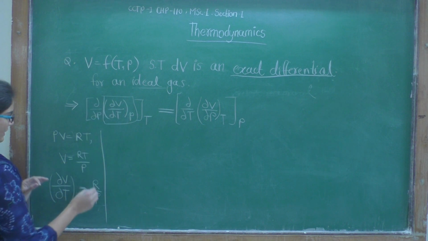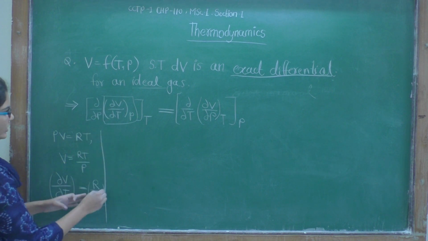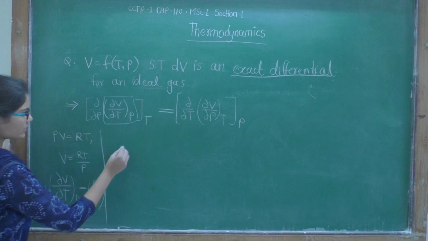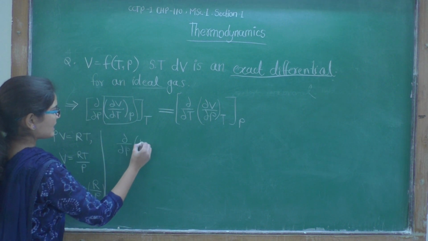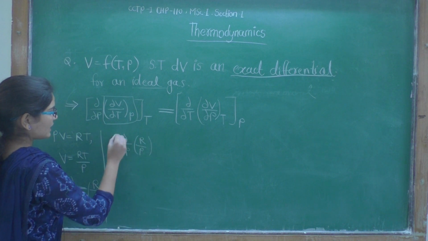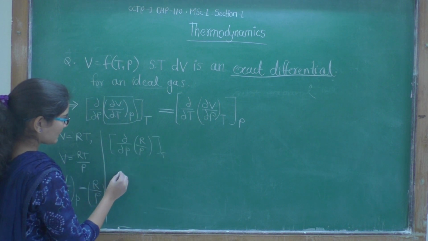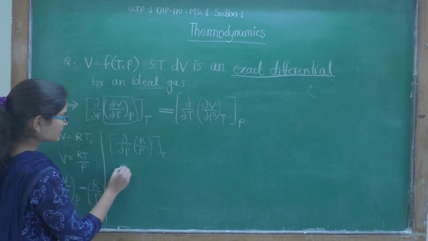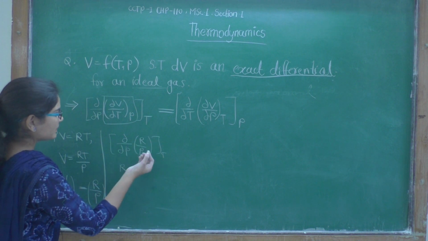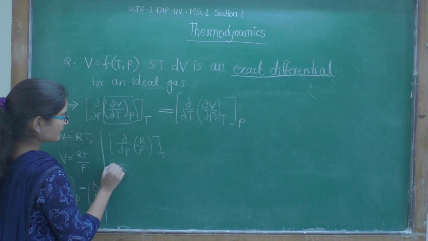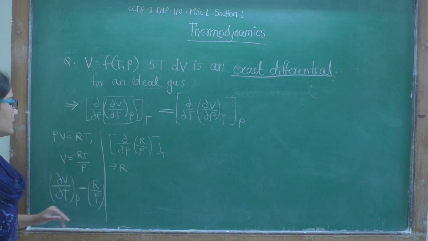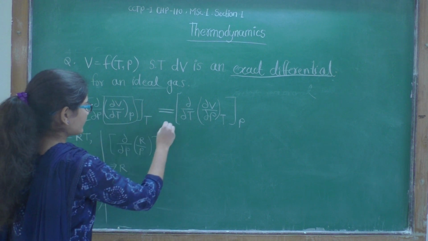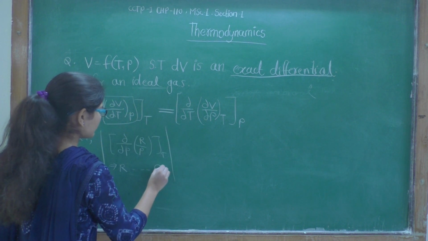Now let's differentiate it with respect to pressure at constant temperature. So ∂/∂P of R by P at constant temperature. R is the gas constant, it is constant. Now the derivative of 1 upon P gives minus 1 upon P squared, so it is minus R by P squared. This is equation 1.